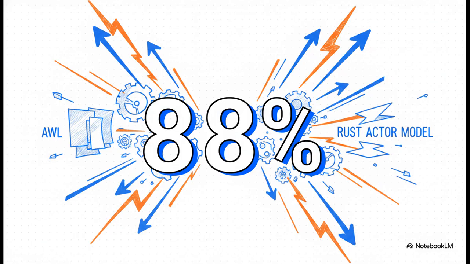By compiling those declarative AWL intents directly into this Rust-based actor model, RITA achieves a staggering 88% latency reduction compared to traditional Python-based agent frameworks. We are literally talking about sub-5 millisecond overheads for core actions like clicking and typing. It is blisteringly fast because it entirely dodges those heavy serialization bottlenecks.